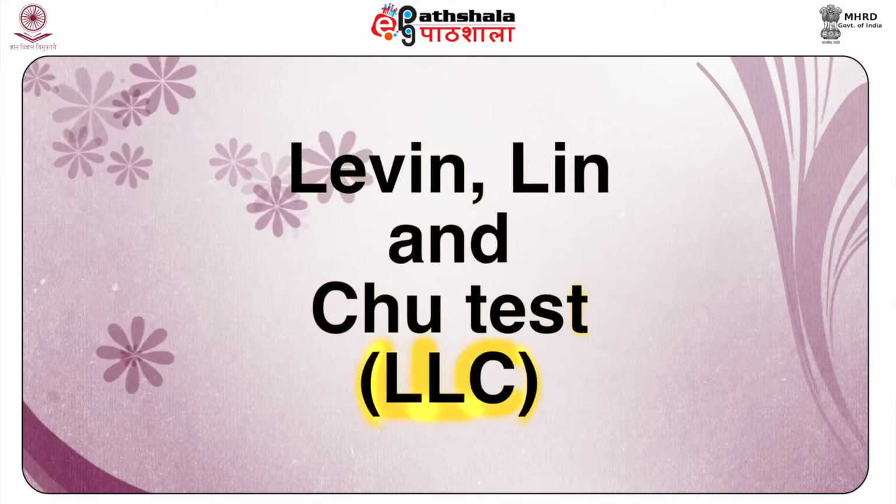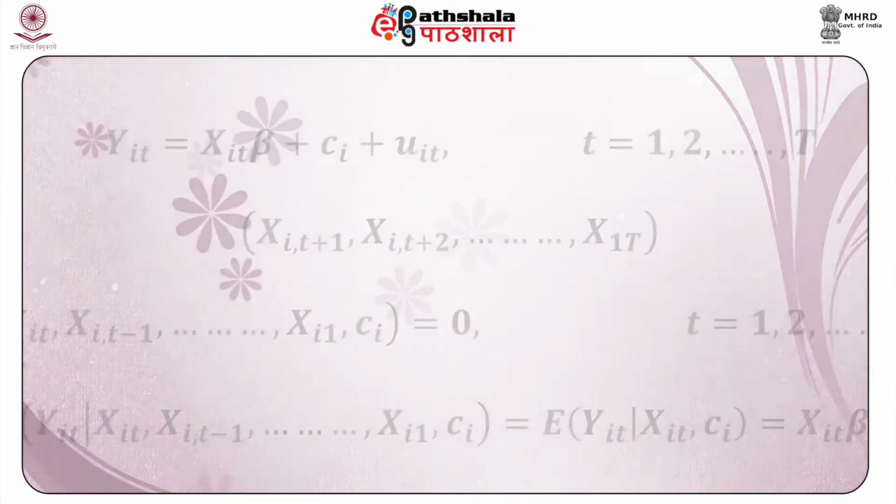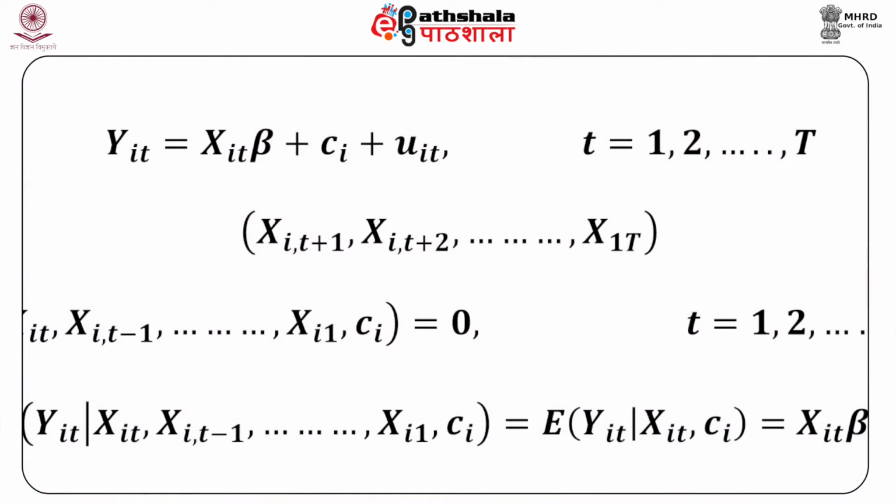1. Levin, Lin and Chu test, LLC. The Levin, Lin and Chu test argued that the power of individual unit root tests is limited against alternative hypotheses with highly persistent deviations from equilibrium. This is particularly observed in small samples. LLC suggests a more powerful test for unit root testing than performing individual unit root tests for each cross section.